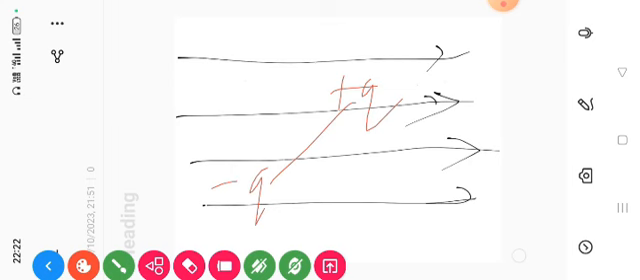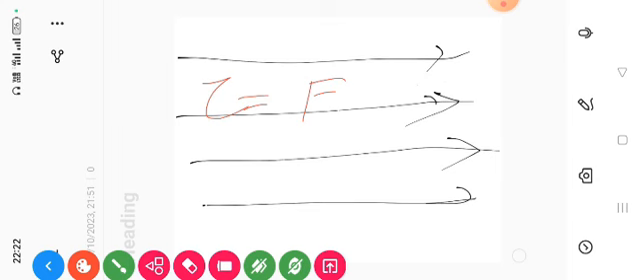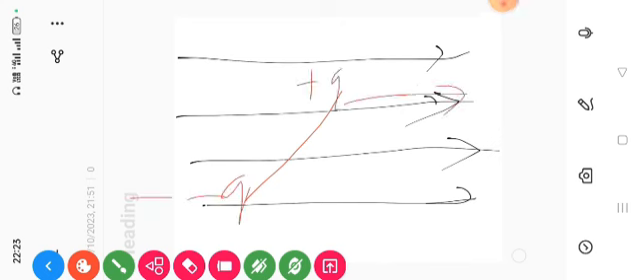How much torque will it experience? What is the formula for torque for a couple? It is either force, since they are exerting equal forces, multiplied by the perpendicular distance between the two forces. What is the perpendicular distance between the two forces? This is minus q, this is plus q. The force is here, the second force is here. Their perpendicular distance will be this.